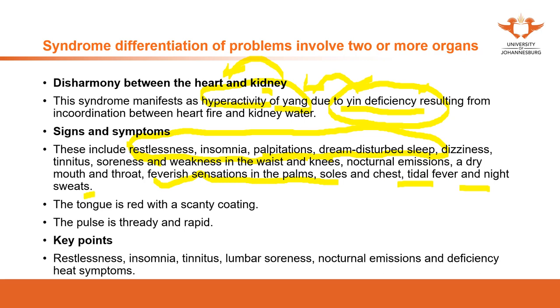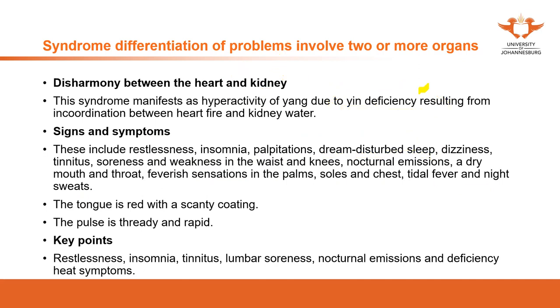And because this syndrome is linked to the kidney, the patient will present with soreness and weakness in the waist and knees. We have mentioned that soreness and weakness in the waist and knees are the most common symptom of the kidney, especially kidney deficiency. And the tongue is red. That's because this syndrome is due to kidney insufficiency, and the kidney insufficiency will result in deficiency heat. Red tongue, scanty coating, is also because of insufficiency.